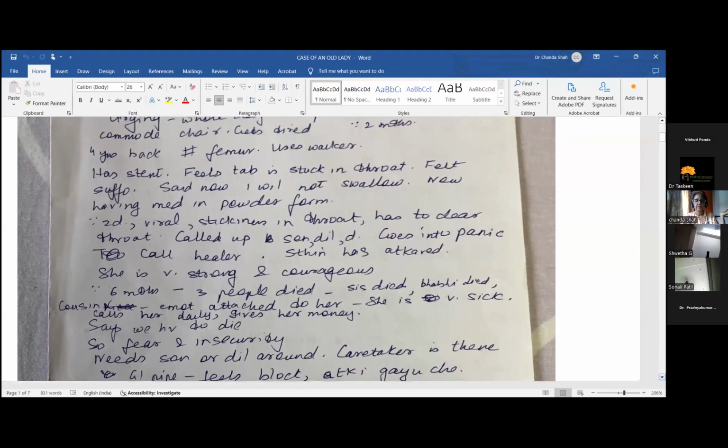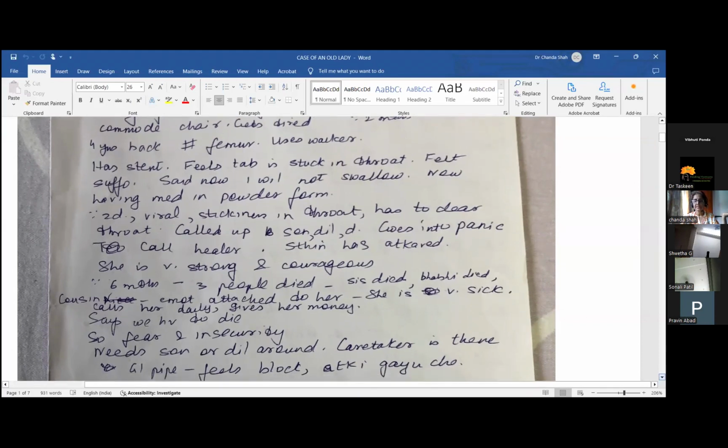Now, what has happened? Since past 6 months, no, three people have died in our family. Our sister died, sister-in-law died, cousin whom she is emotionally attached to is very sick. So this cousin, she calls her daily, she gives her money. Okay. Then she says, I know everybody has to die. And already she is 93, right? So there's a lot of fear and insecurity. Because of which she wants her son or daughter-in-law around. So they've kept her 24-hour caretaker for her, but still she wants her son and daughter-in-law around.